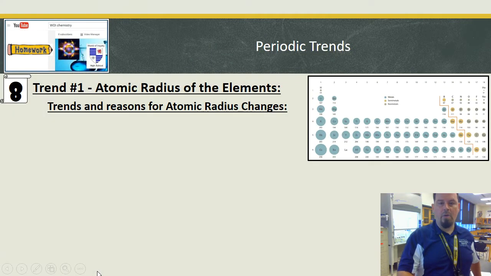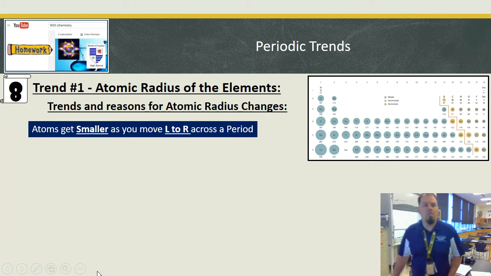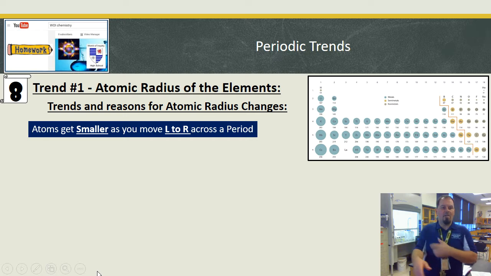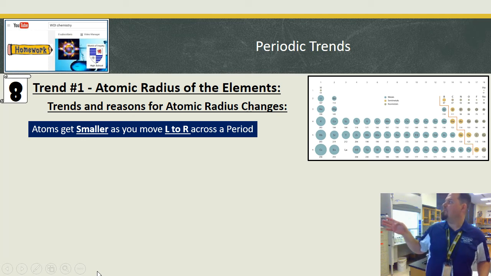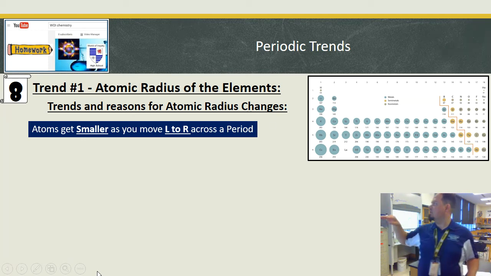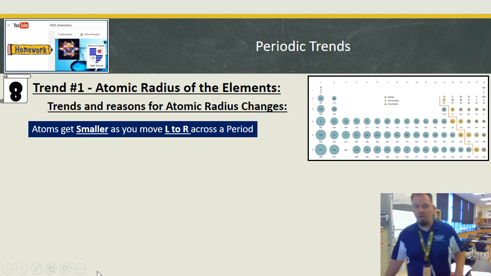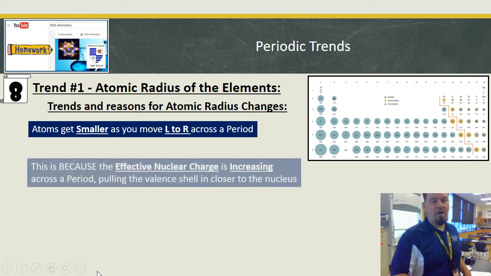Sorry about your luck. Trend number 1, atomic radius of the elements. So atoms get smaller as I move from left to right. This is a perfect graphic. As I go down, they get bigger. As I go across, they get smaller. Why that is, that's the hardest trend to do.